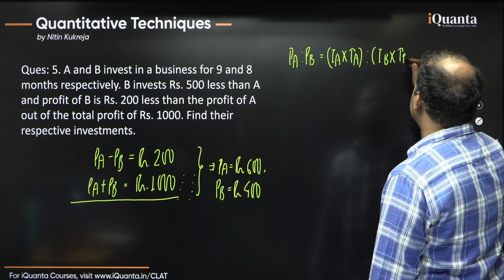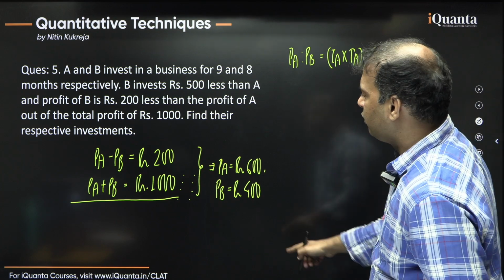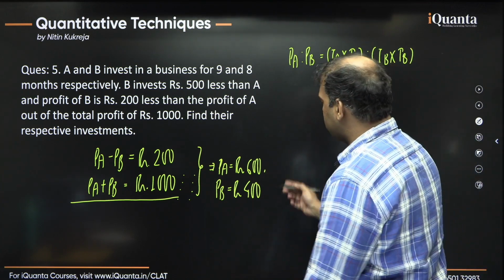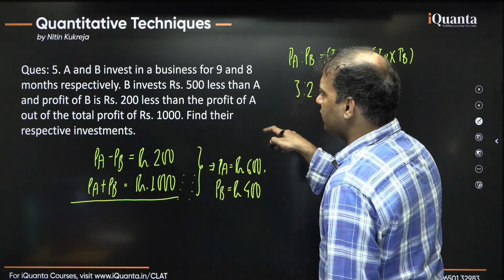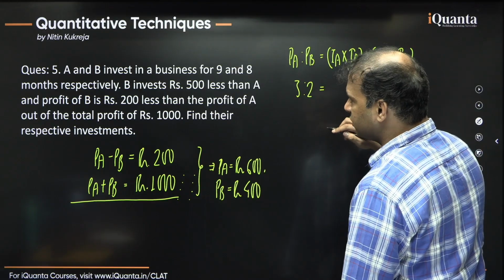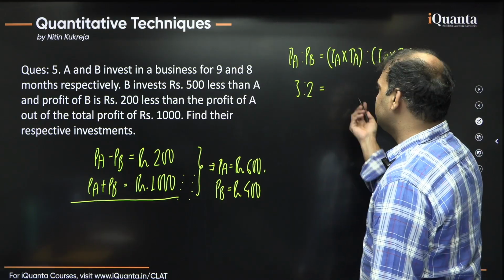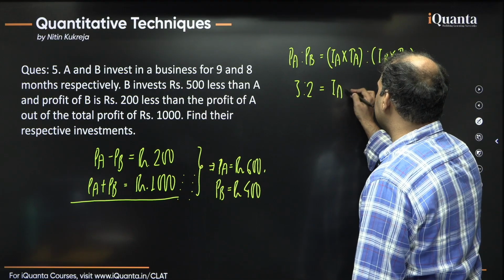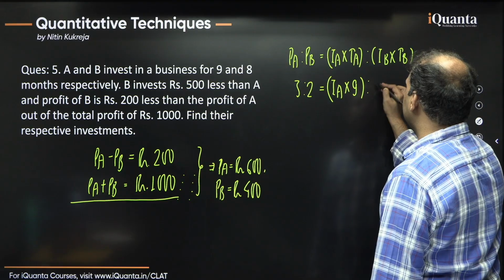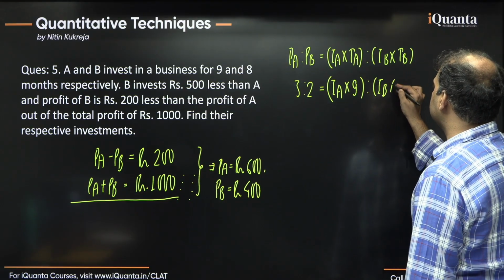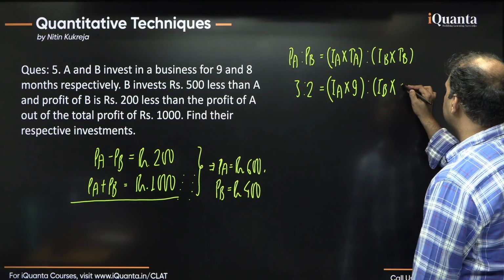Then what is the ratio of the profits? The profits are 600 and 400. The ratio is clearly 3:2. I can write it directly. The investment of Mr. A, we do not know. The time period of Mr. A we know is 9 months. Going for B, the investment of Mr. B, we do not know. The time period of Mr. B is 8 months, right, guys?